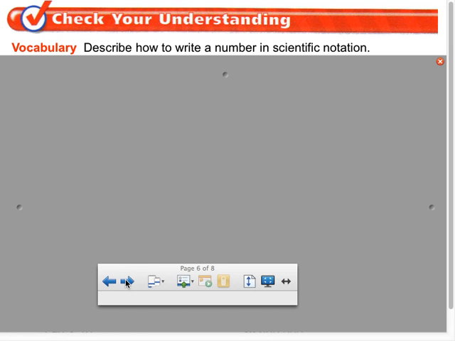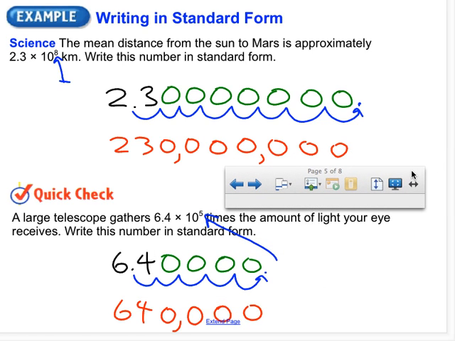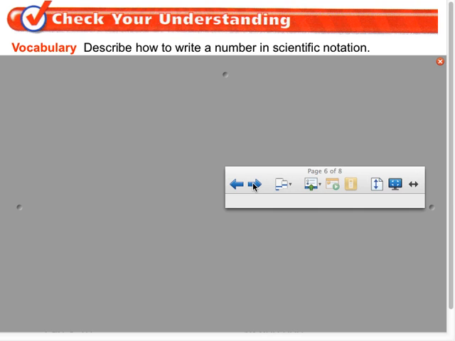We're to the end of the lesson. Oh, Boo, what's your question? Do we have to do like this on our homework? Yeah, I need you to show your work just like I'm showing here. Okay, move along. Describe how to write a number in scientific notation.